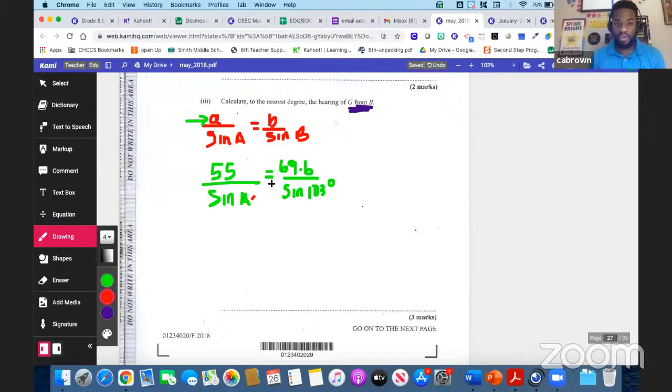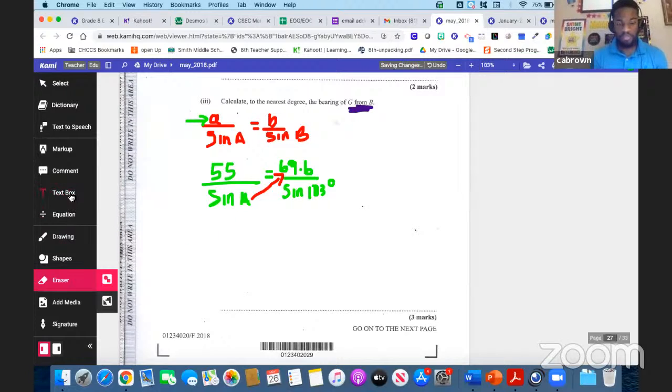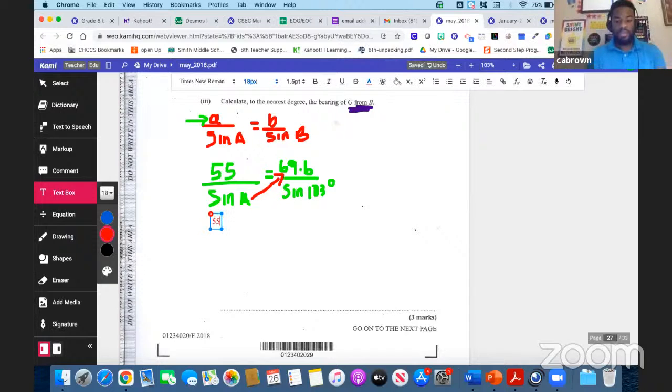We can go ahead and cross multiply. So we can multiply 55 times sine 103, and that would be equal to 69.6 kilometers times sine A, which is really what we need to find.